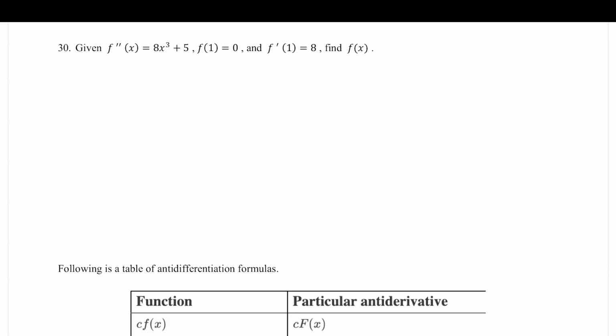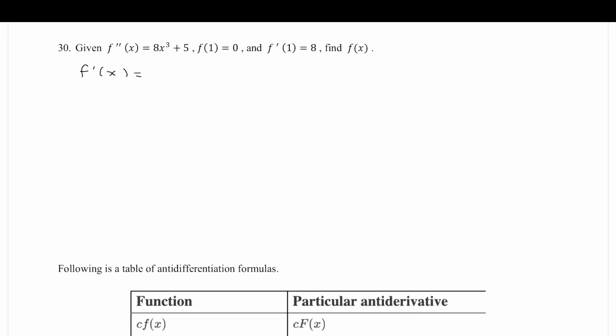And let's try exercise 30. Here we're given f double prime, and we're asked to find f of x, and we're told f prime of 1 is 8, and f of 1 is 0. So we are finding the antiderivative of f double prime, which is f prime, and then we're going to find the antiderivative of f prime, which will get us back to f.